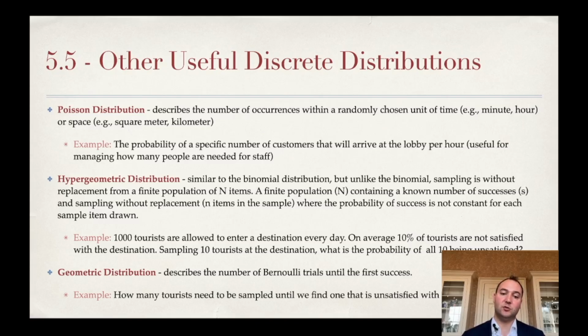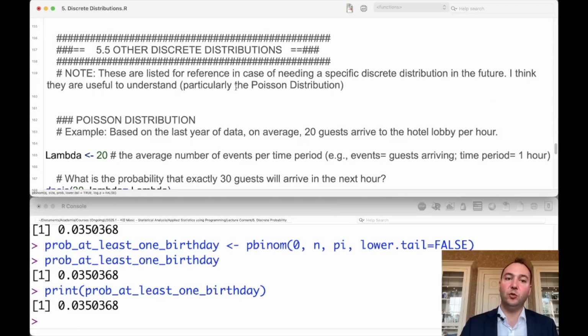The geometric distribution describes the number of Bernoulli trials until the first success. So here's an example. How many tourists need to be sampled until we find one that is unsatisfied with the destination? I think these make it a little bit more clear how these other discrete distributions might be used. Okay, so we mentioned a few other discrete distributions here.